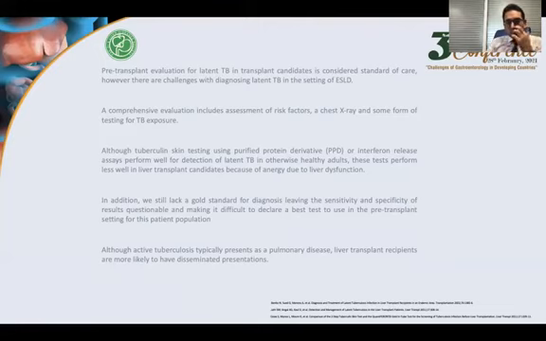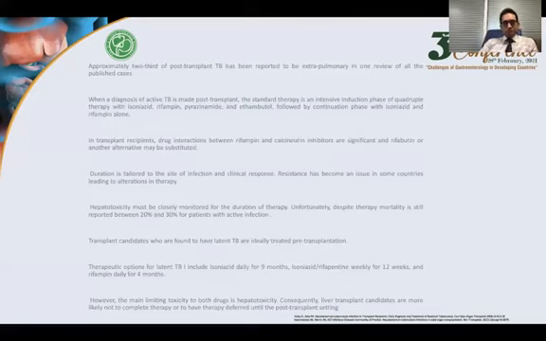In addition, we still lack a gold standard for diagnosis, leaving the sensitivity and specificity of results questionable and making it difficult to declare the best test to use in the pre-transplant setting for these patients. Although active TB typically presents as a pulmonary disease, liver transplant recipients are more likely to have disseminated presentations. In approximately two-thirds of post-transplant patients, TB has been reported to be extrapulmonary.